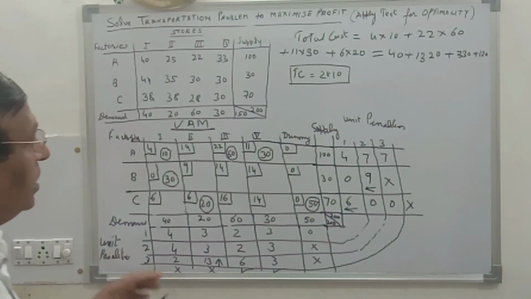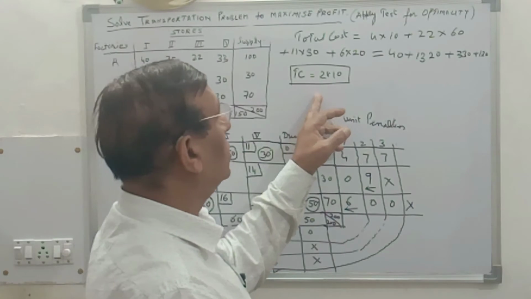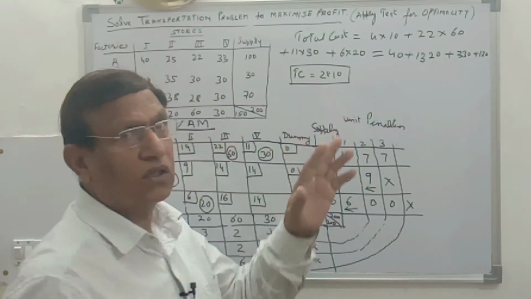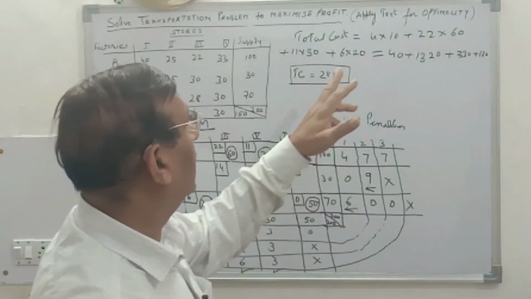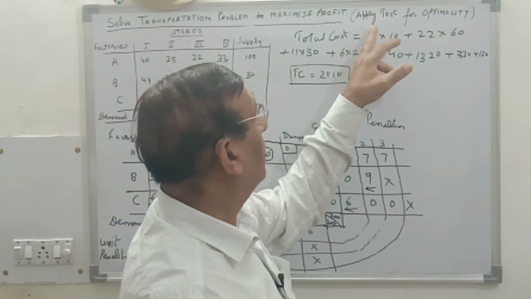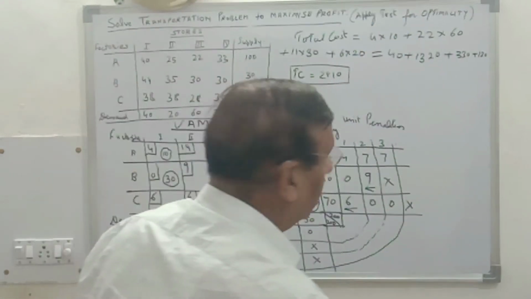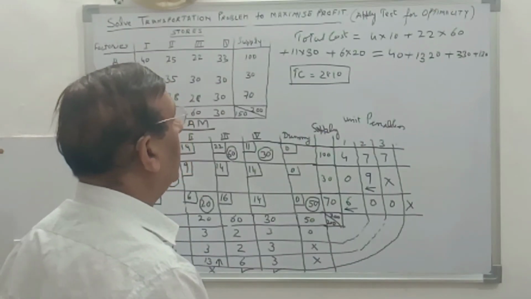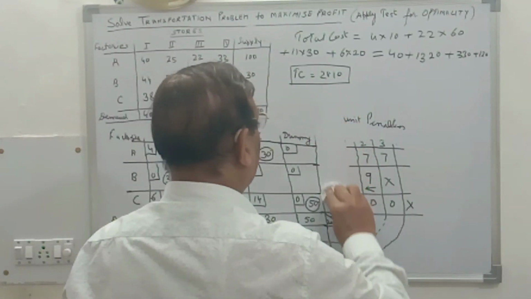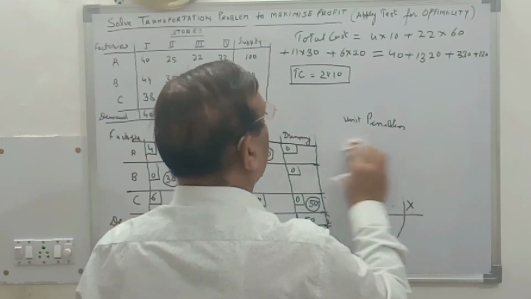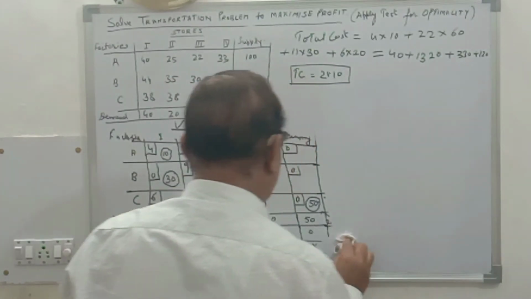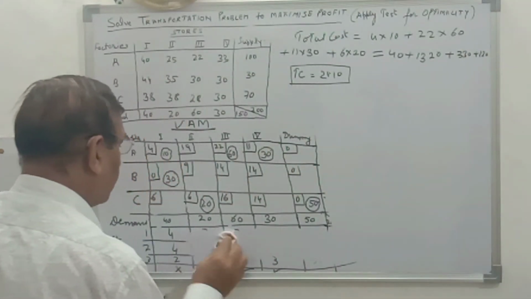Now we are to see whether this total cost is optimum, that there is no further chance of improvement. That is why it is written here: apply test for optimality. Now today we will go for the test of optimality.